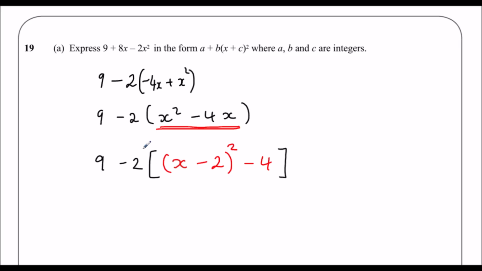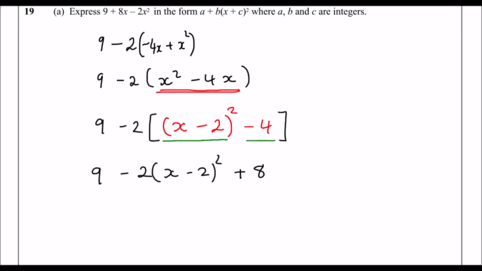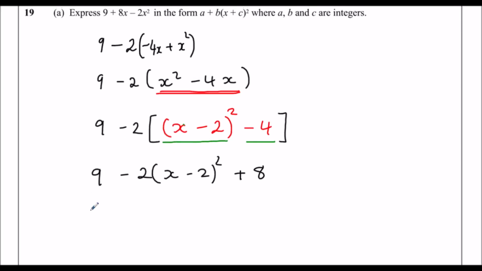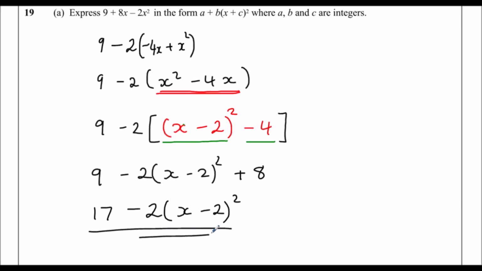Now I'm going to expand this bracket back. So we've got one term here and another term here. We're going to multiply negative 2 by both of these two terms. So we've got 9 minus 2 times (x minus 2) squared. And then negative 2 times negative 4 is plus 8. Collecting the like terms, we've got 9 and 8, that makes 17. So we've got 17 minus 2 times (x minus 2) squared. And that is our answer.